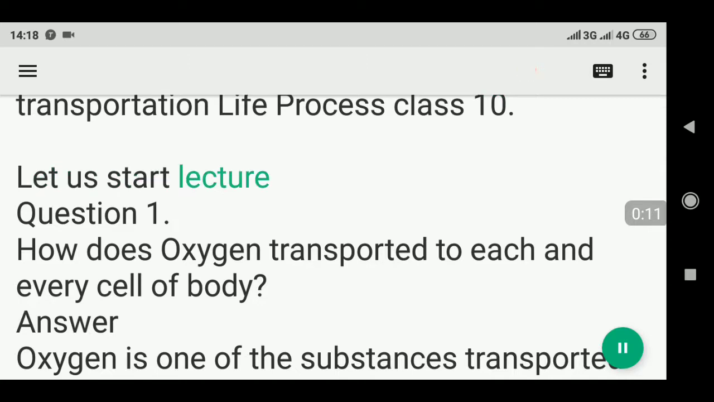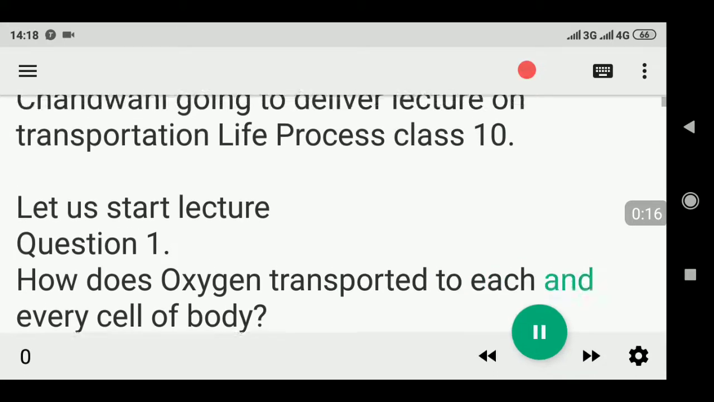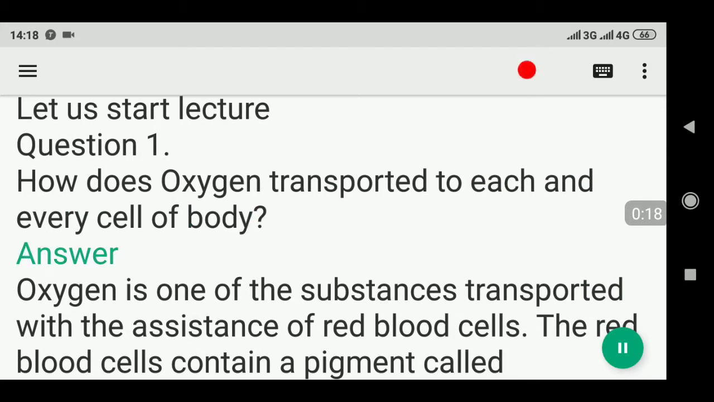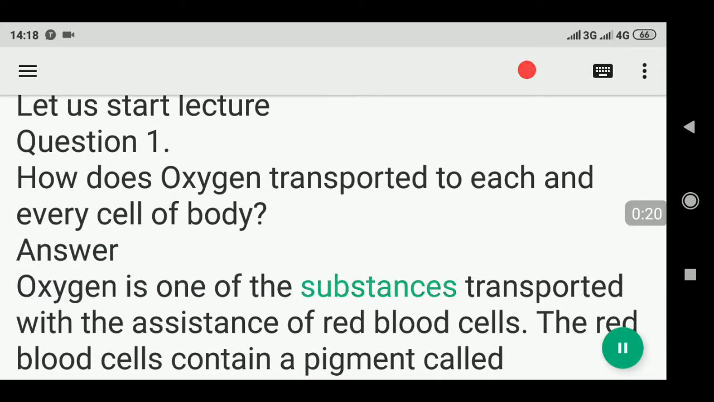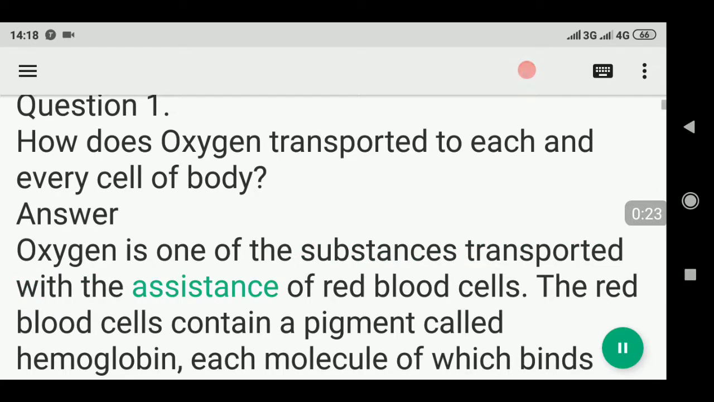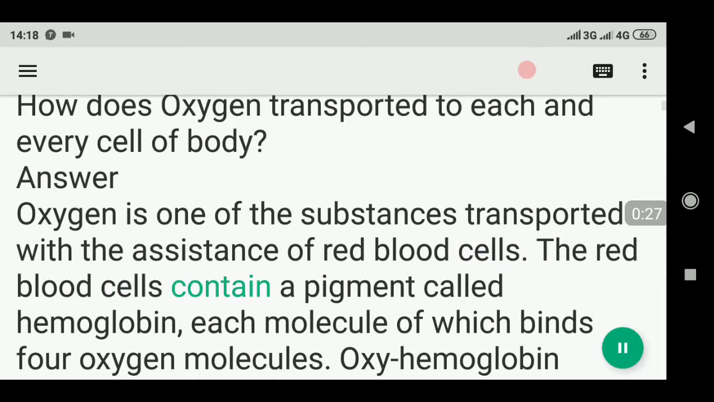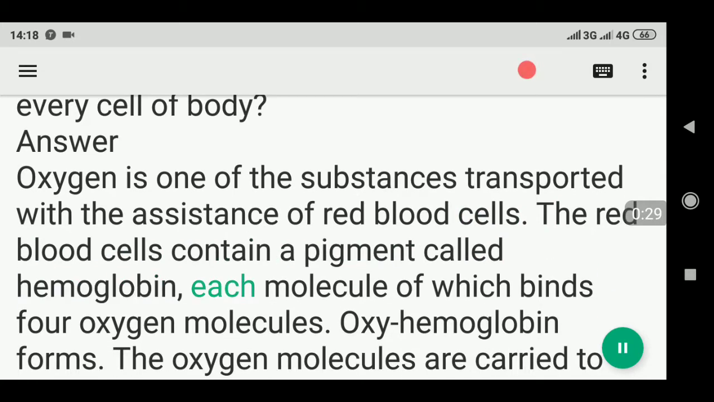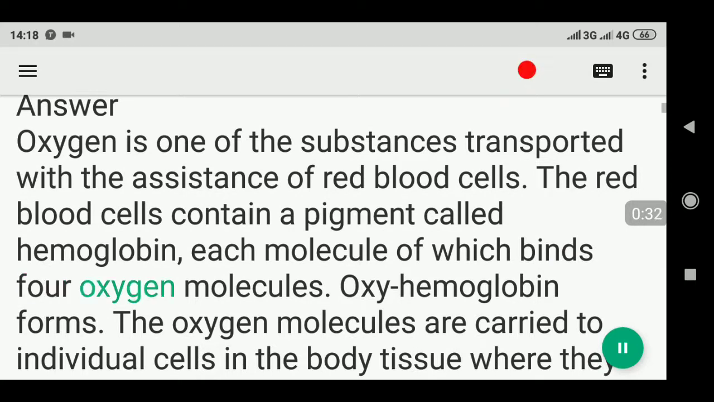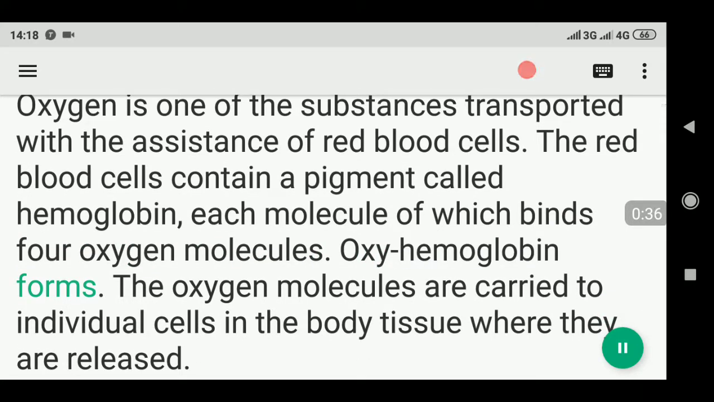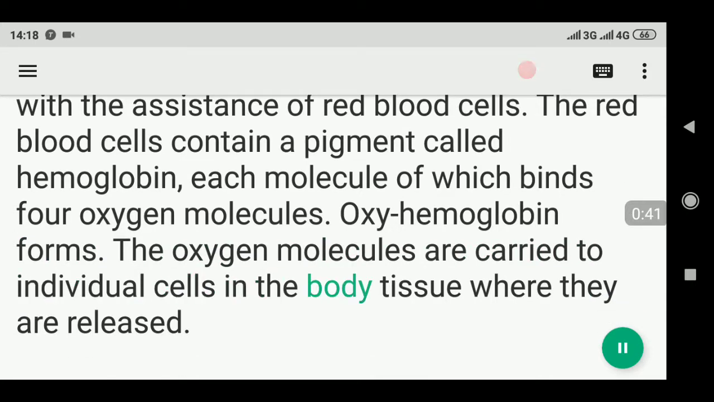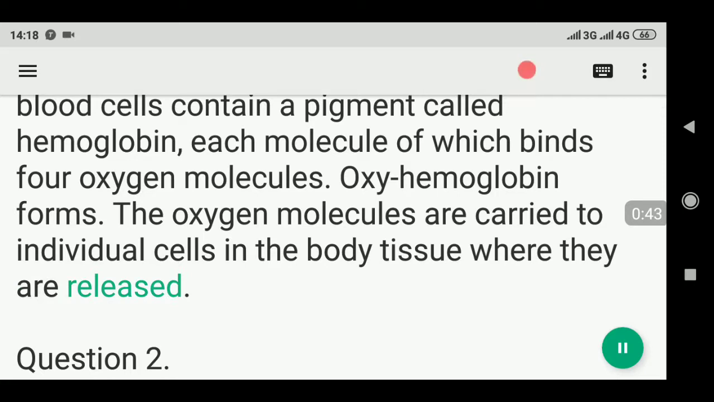Let us start the lecture. Question 1. How is oxygen transported to each and every cell of the body? Answer. Oxygen is one of the substances transported with the assistance of red blood cells. The red blood cells contain a pigment called hemoglobin, each molecule of which binds 4 oxygen molecules. Oxyhemoglobin forms. The oxygen molecules are carried to individual cells in the body tissue where they are released.